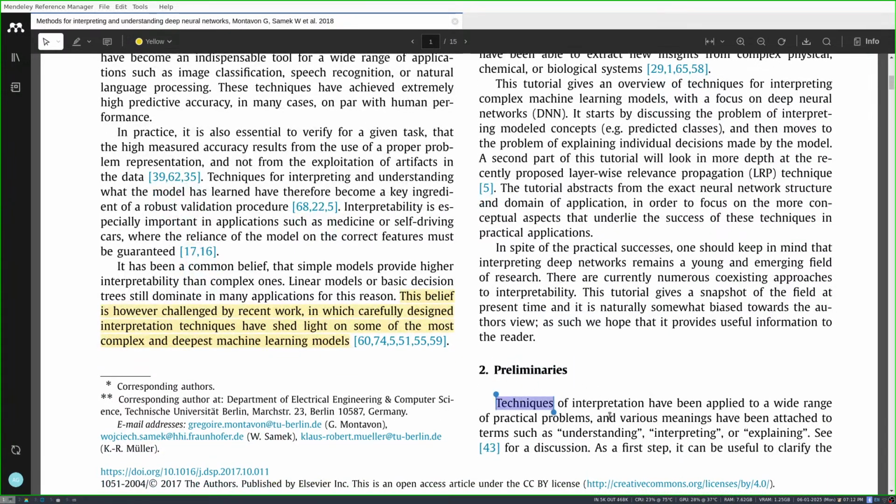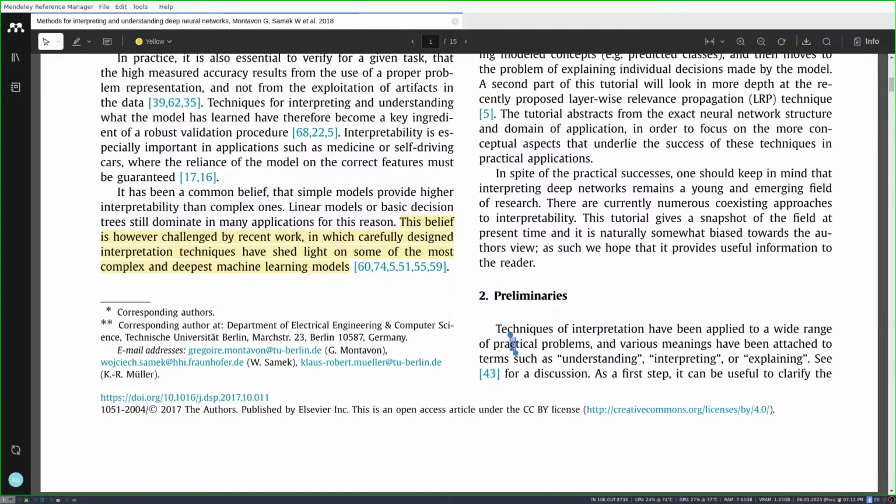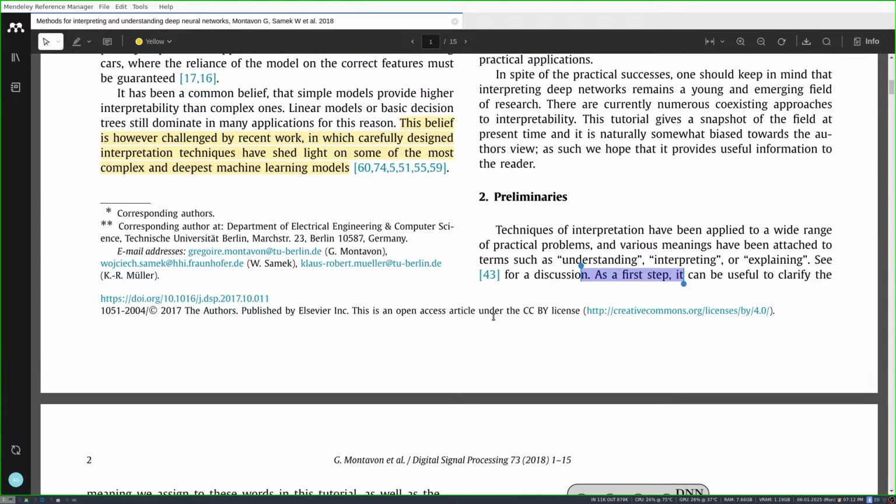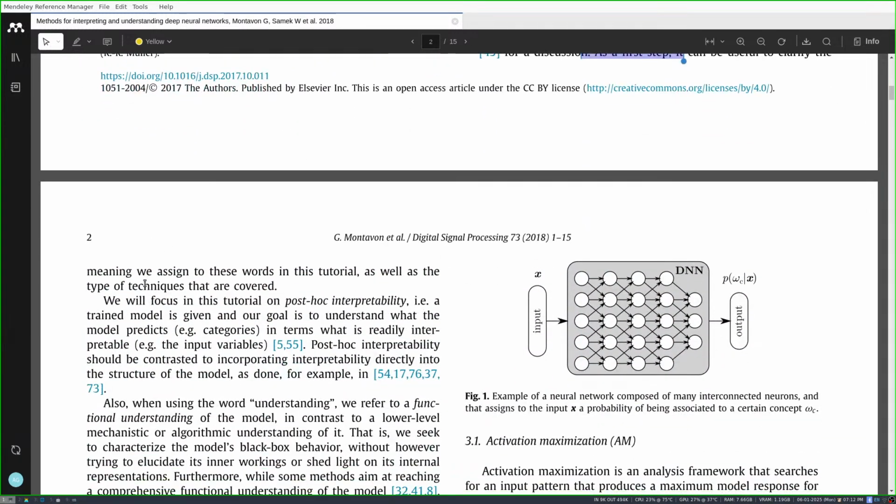Preliminaries. The techniques of interpretation have been applied to a wide range of practical problems, and various meanings have been attached to the terms understanding, interpreting, or explaining. It can be useful to clarify the meaning we assign to these words in the tutorial as well as the types of techniques we cover. We will focus in the tutorial on post-hoc interpretability. A trained model is given, and our goal is to understand what the model predicts.